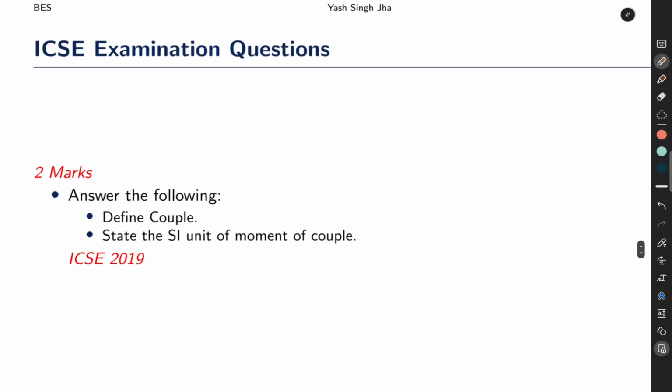Define couple. What is couple? We studied it, right? Couple is the arrangement of two equal and opposite parallel forces. It should be like, for example, in a steering, right? It should be equal and opposite. If force F here, force down here. Yeah, equal and opposite forces acting along parallel lines.